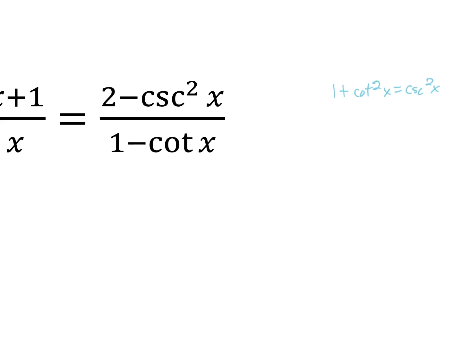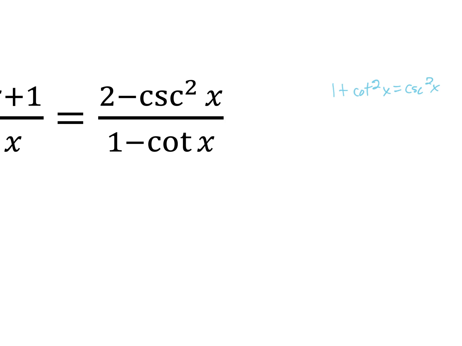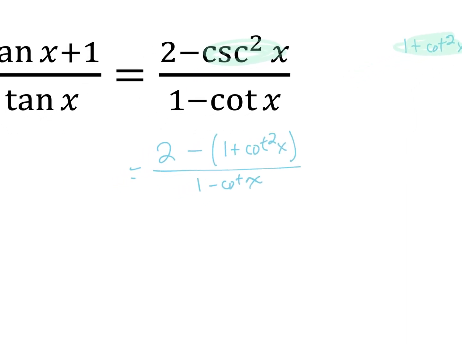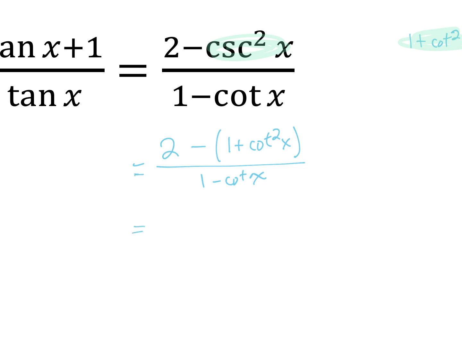Okay, so I want to do a substitution. I'm going to substitute 1 plus cotangent squared x in place of this cosecant squared x. Okay, so I have 2 minus, and then this we're going to keep down there just for now. We'll get to that in just a second. But we've got to distribute that negative, right? So we get 2 minus 1 minus cotangent squared x.